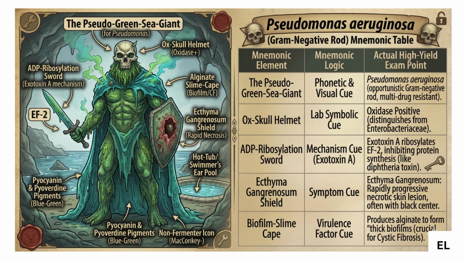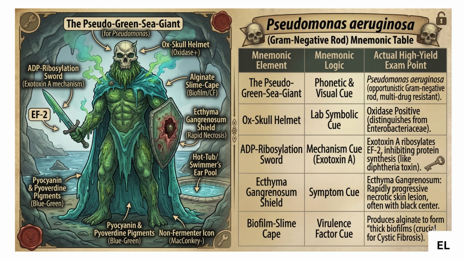Now look at the weapon in the giant's hand. He is holding a sword labeled ADP ribosylation sword. This is one of the most important mechanisms of this organism. Pseudomonas produces exotoxin A, which works by ADP ribosylating EF2, a key factor in protein synthesis. This action inhibits protein synthesis, leading to cell death. This mechanism is very similar to diphtheria toxin. So the sword represents exotoxin A leads to ADP ribosylation of EF2, leads to inhibition of protein synthesis.